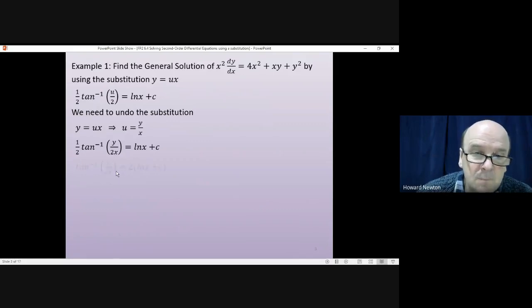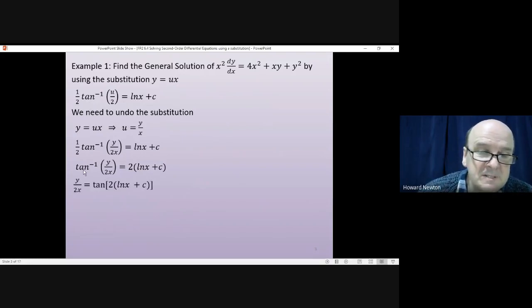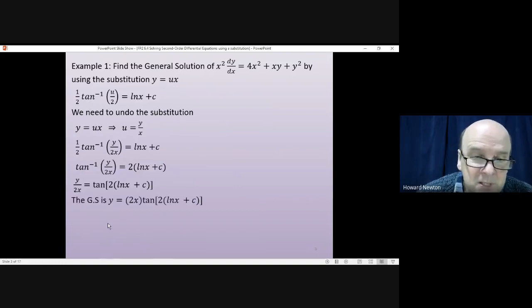Multiplying by 2 will give us that. And then if we take the tangent of both sides, then tangent and inverse tangent cancel out on the left-hand side, leaving us with y over 2x. And on the right-hand side, we get tan 2 into log x plus c. And finally, moving the 2x to the other side gives us the general solution, that y equals 2x times by the tangent of 2 into log x plus c.